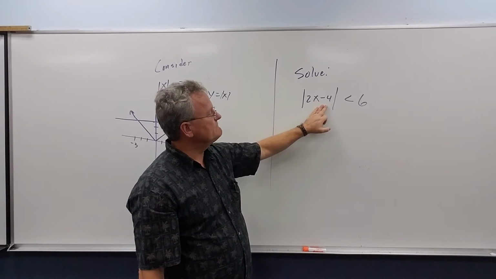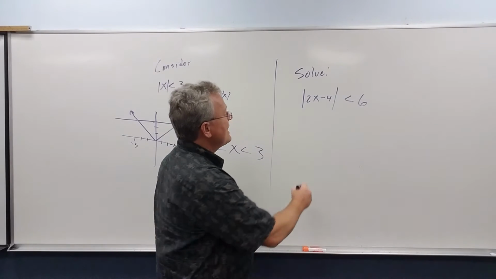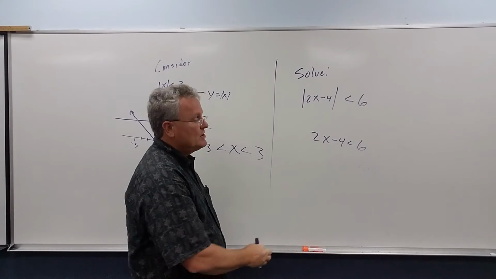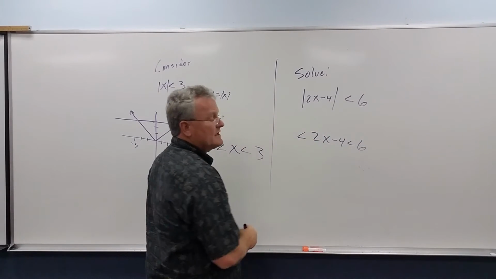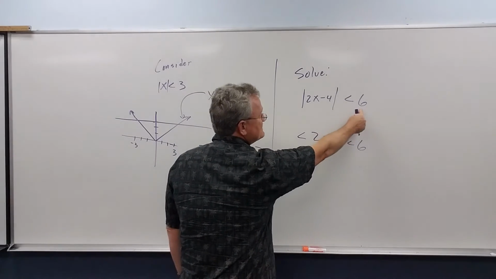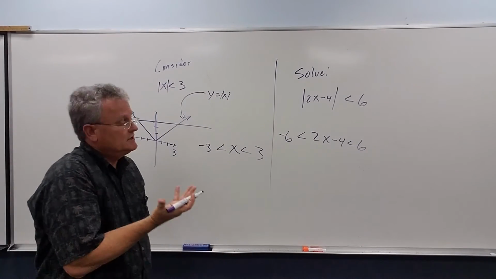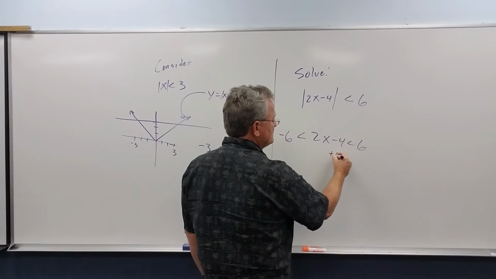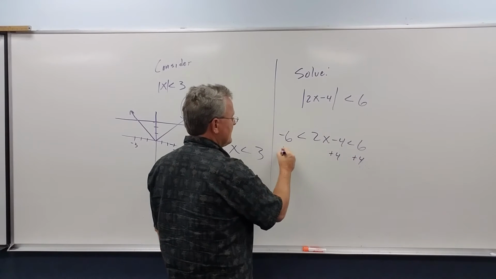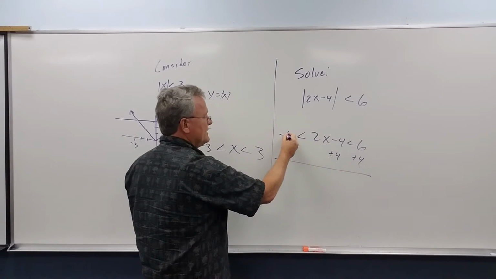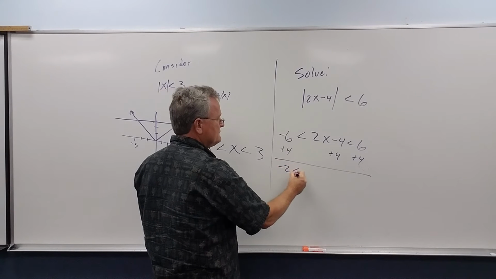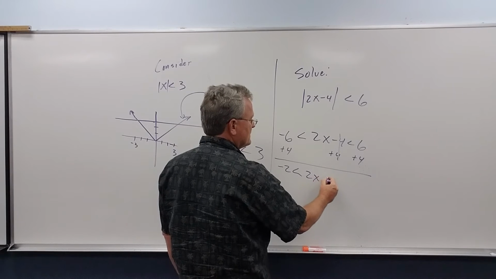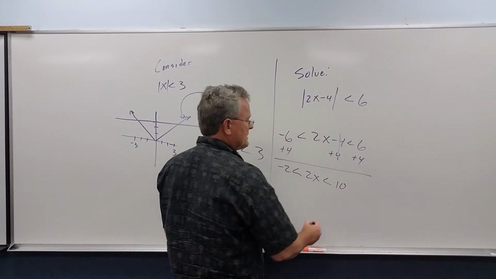So the absolute value is less than 6. Drop the absolute value. Repeat the inequality, make the same sign, and then the opposite of 6 is negative 6, and now we just solve this compound inequality. Add 4 to all three parts, the left, right, and middle. Negative 6 plus 4 is negative 2. Negative 4 plus 4 is 0, that leaves us with 2x. 6 plus 4 is 10.